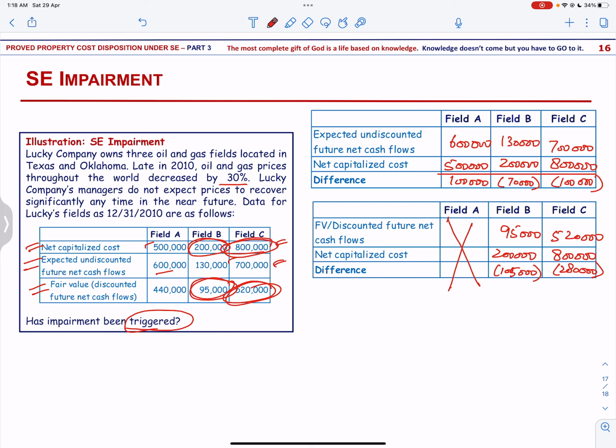So what we do is we basically screen impairment for all the three fields, because an event occurred that indicates assets on all the fields may be impaired. To determine if impairment has been triggered, the carrying value of the assets is compared to the associated undiscounted future net cash flow, and the journal entry is going to be loss on producing properties debit, and this is debit by 10.